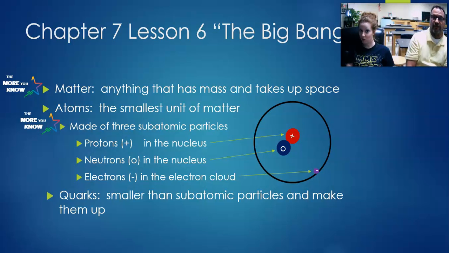Quarks. Little itty bitty tiny things that have really weird, strange names, but luckily are not on your test and you don't have to worry about them. So, you need to know your three subatomic particles because there's totally a matching part on that to know what their charges are. And matter is going to keep coming back to haunt you for pretty much the rest of the time we're in physics, which is about half of this school year.